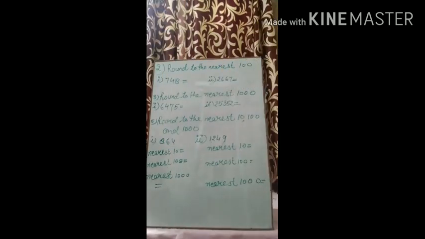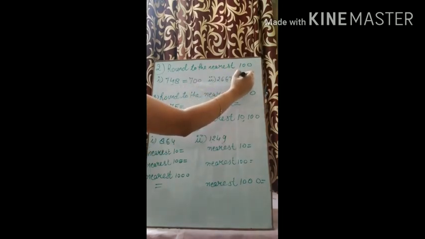Question number 2 is round to the nearest 100. For this we will check the number at the tens place, which is less than 5. So 748 is rounded down to 700. Similarly here, the number at the tens place is more than 5. So it is rounded up to 2700.